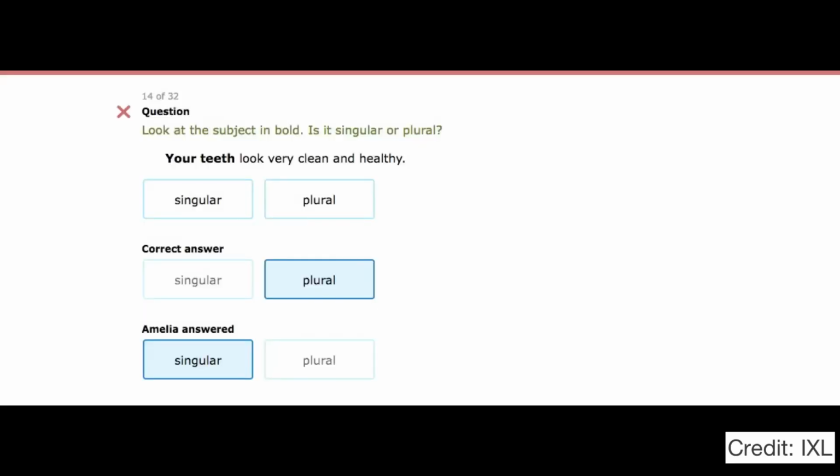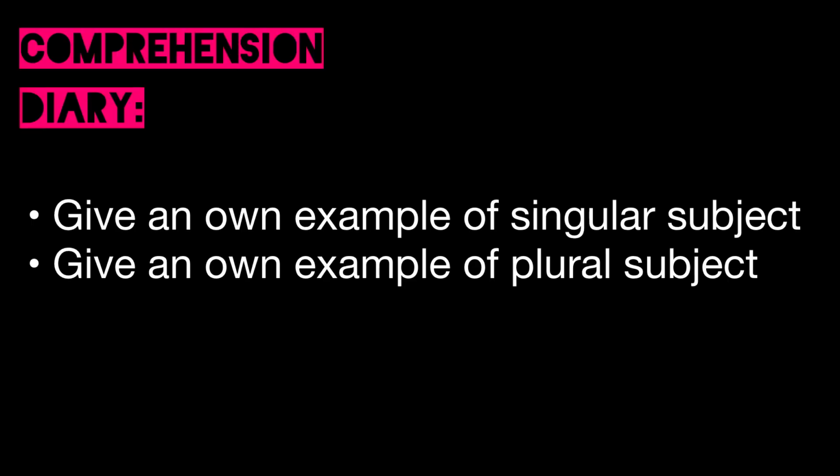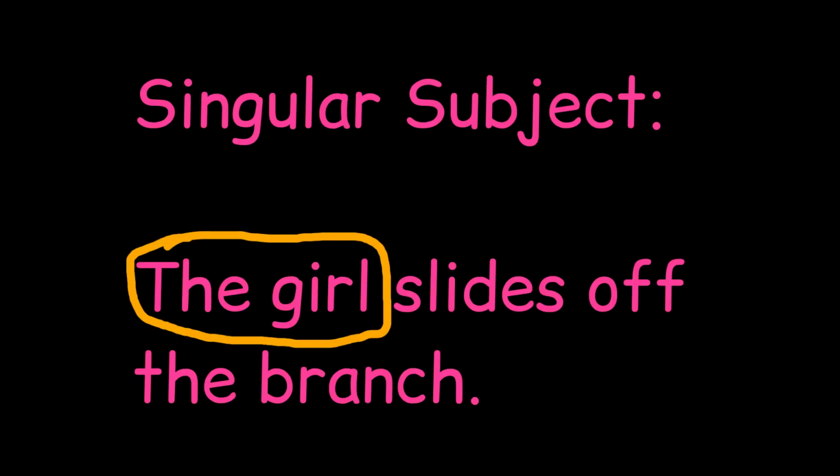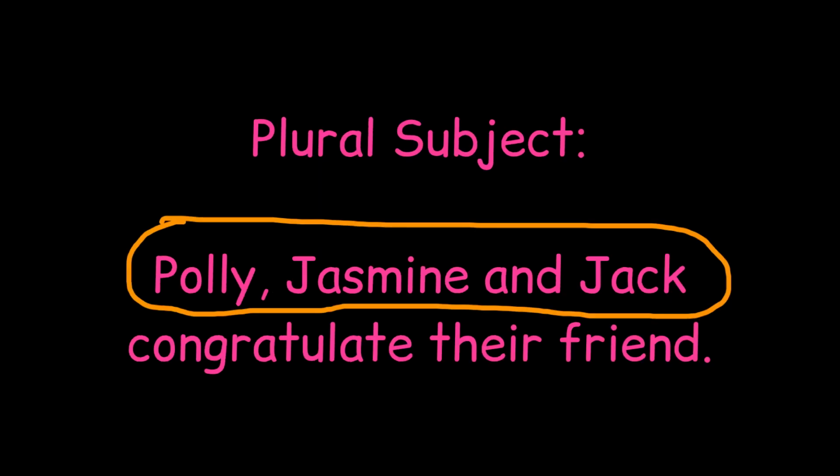In this question, the subject, your teeth, is plural because it names more than one thing. It goes with the verb look, which doesn't end in s, es, or ies. An example of a sentence containing a singular subject is, the girl slides off the branch. An example of a sentence containing a plural subject is, Polly, Jasmine, and Jack congratulate their friend.